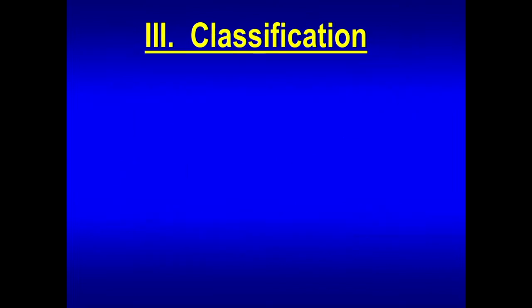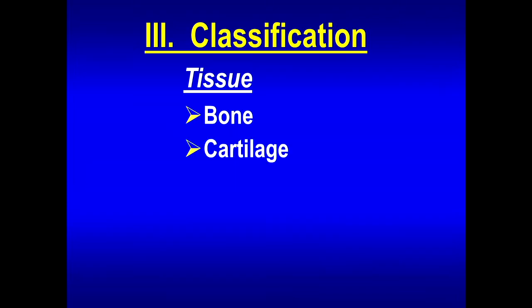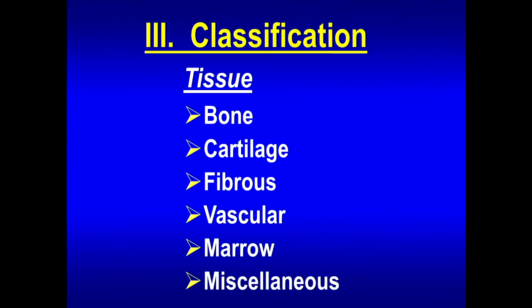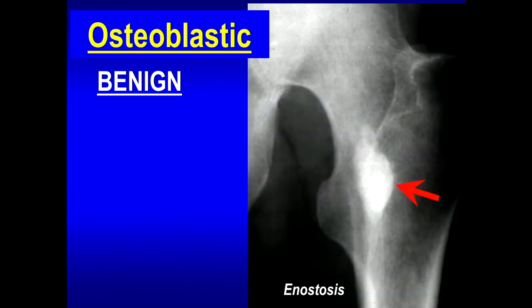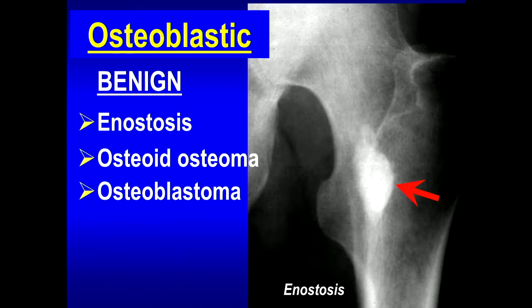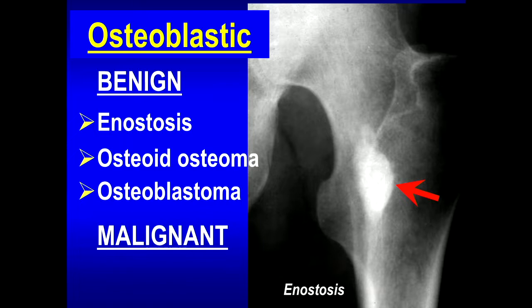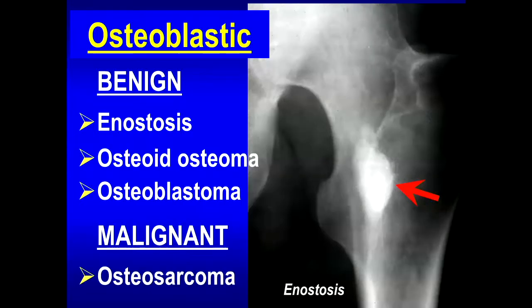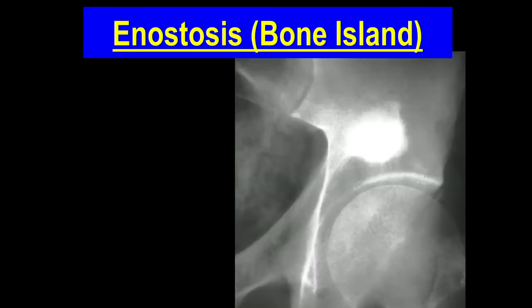So now, in our time remaining, let's talk about the classification of tumors into different tissue types according to what they most resemble under a microscope, whether they look like bone, cartilage, fibrous tissue, vascular tissue, marrow elements, or certain miscellaneous tumors. So first off, let's talk about the osteoblastic lesions. There's some benign ones like the enostosis or bone island, osteoid osteoma, and osteoblastoma. In the malignant category of osteoblastic lesions, of course, there's osteosarcoma.